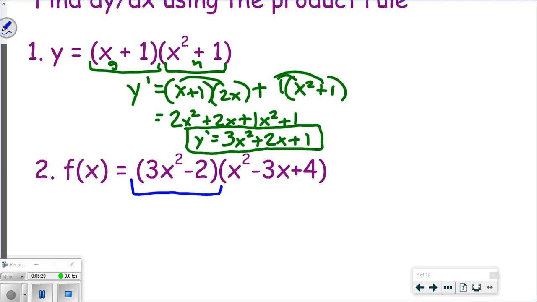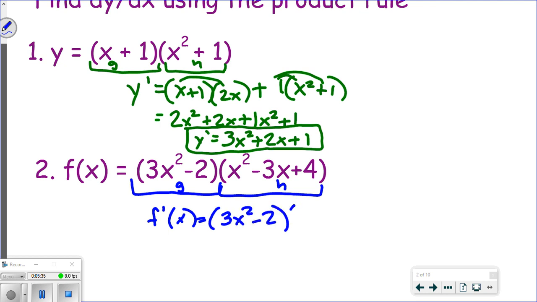All right, let's try this example. We have G and H. So to find the derivative of that, we keep G the same. Find the derivative of H, so 2x minus 3. And then we add that, and we're going to have to find the derivative of G. So the derivative of 3x squared minus 2 is 6x. And then we keep H the same.